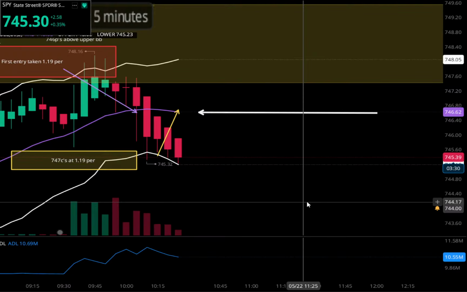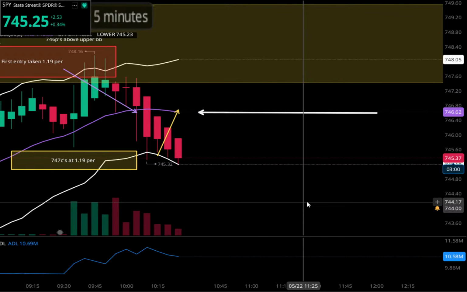Okay, and our lower Bollinger has been hit. Looking for the push slightly below it. Okay, so my order went ahead and filled. Actually, I filled that a couple cents too early. I do apologize for that. But I currently have 8 calls. Our 20 mile is at 746.43.